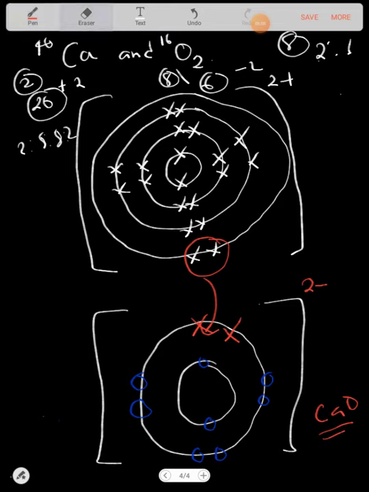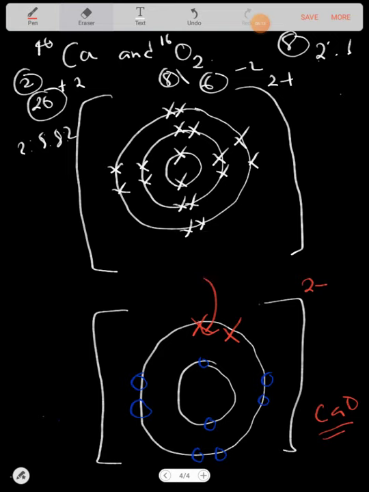So when drawing in the exam, make sure that you remove the last shell, like that, so that you show that these electrons have been lost and have joined this side. Simple as that. So look for other examples, you can do them.